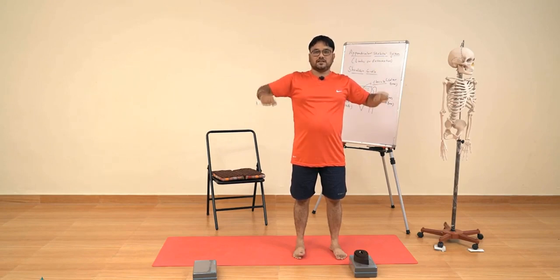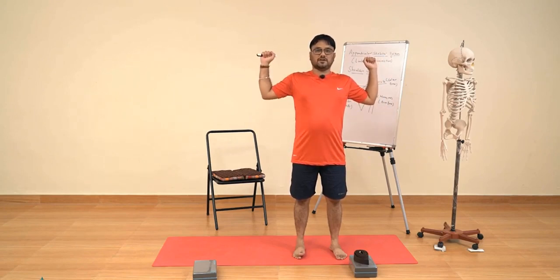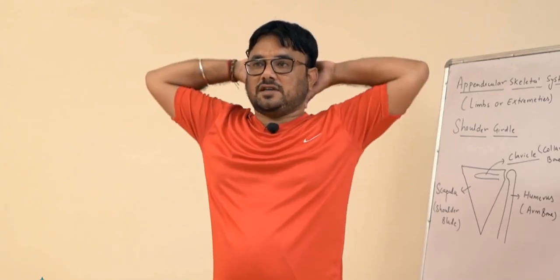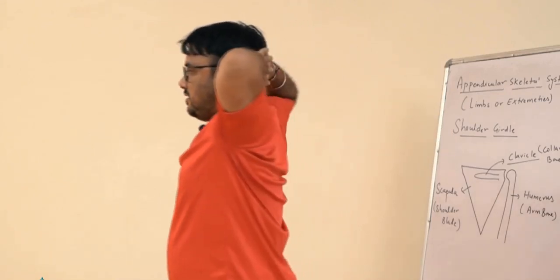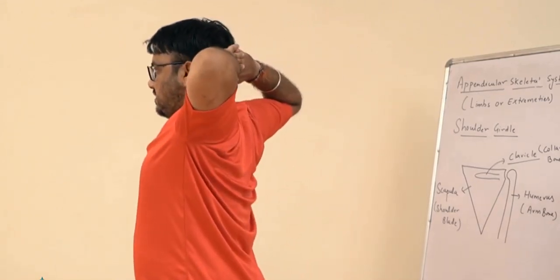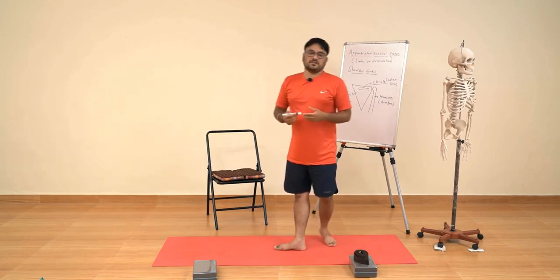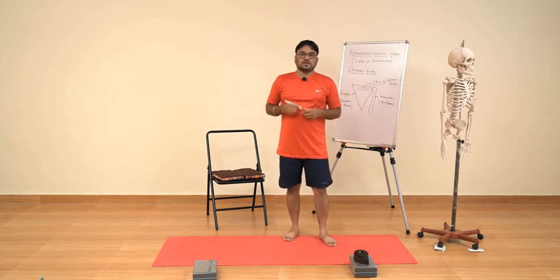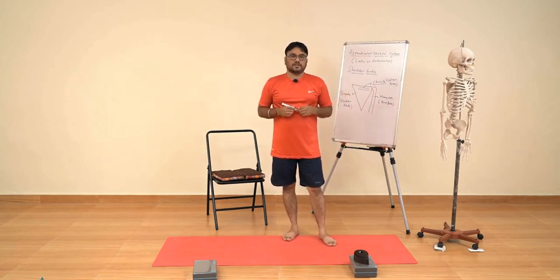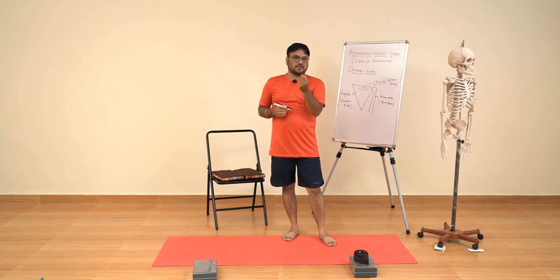This is easy. Hold it like this way and open the chest. Clasp your hands on the back of your head. Open like this way. So these are different stretches we can use for shoulder mobility. I hope this is a little bit clear to you.